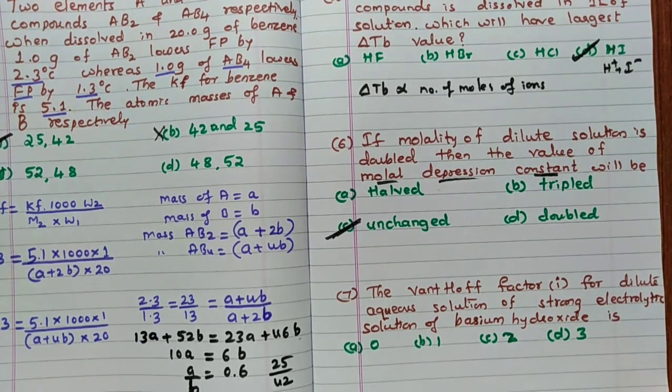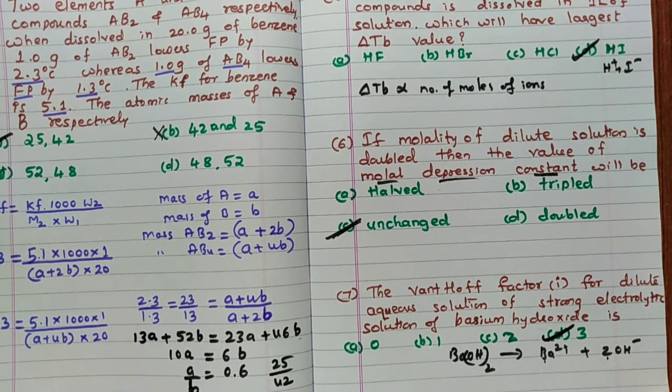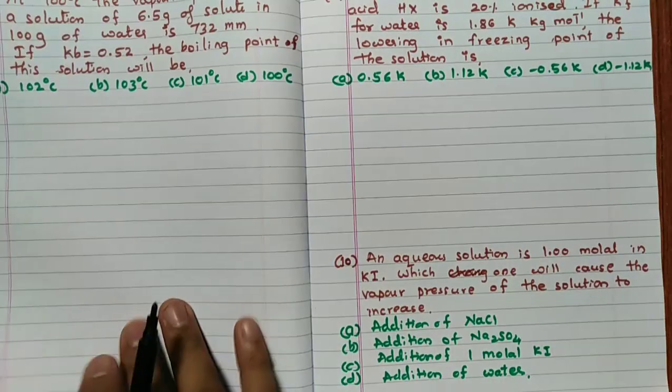7th question: the Van't Hoff factor i for a dilute aqueous solution of the strong electrolyte barium hydroxide is. Barium hydroxide formula is Ba(OH)2. So it will give rise to Ba2 plus and 2 OH minus, 1 plus 2. So total 3 is the answer. So the answer for this question is D. Right? So this is the 7th question.